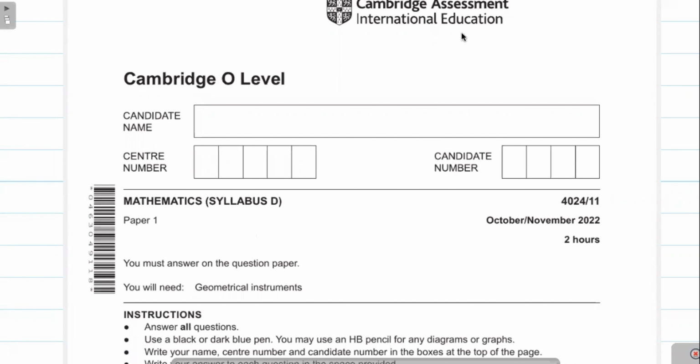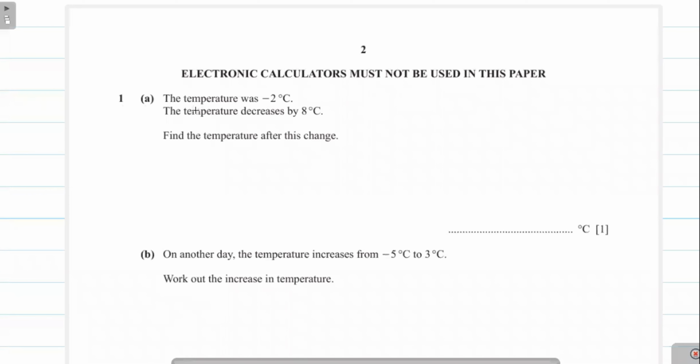Let's start the paper. Question 1 part A. The temperature was -2 centigrade. The temperature decreases by 8 centigrade. Find the temperature after this change.